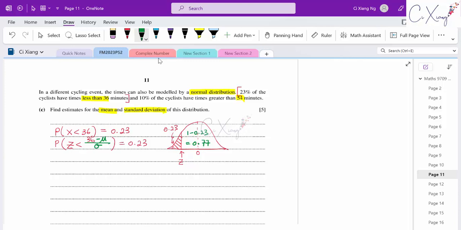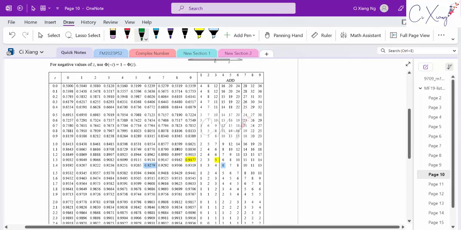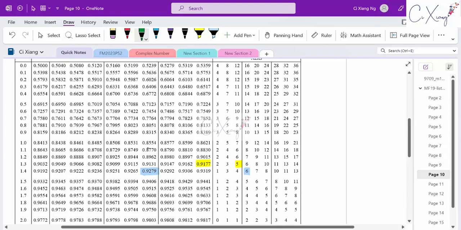Some students might want to use a general formula, like moving the sign here and there by changing the sign positive and negative, to find the value also. But for me, I'm mainly using the diagram. Since 0.23 is a small area, it is not provided in the formula booklet, so I will take 1 minus 0.23 to get 0.77. That means in my probability here, I'm looking for 0.77.